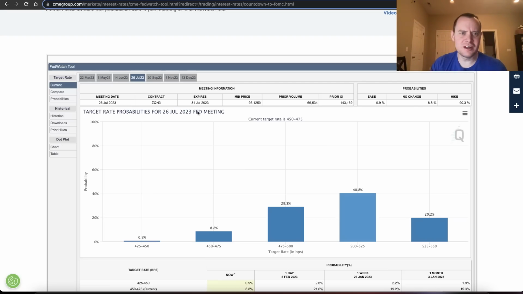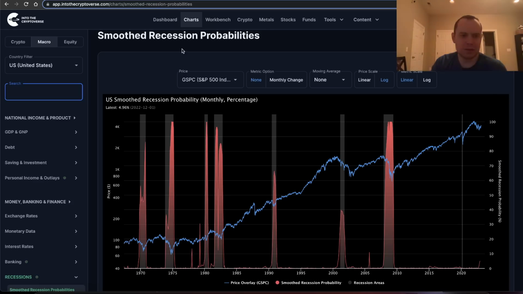So where does this fit in? We've talked about this idea of whether the United States is going to head into a recession or not. Of course, there are a lot of indicators that suggest it eventually will. But don't look in the labor market for it, because the labor market is not showing that right now. If you remember, we put out a video a few weeks ago on the smooth recession probabilities chart, and I wanted to provide an update to that.